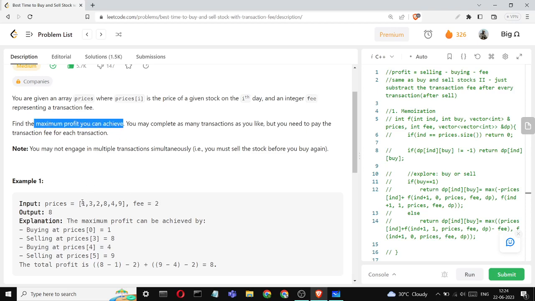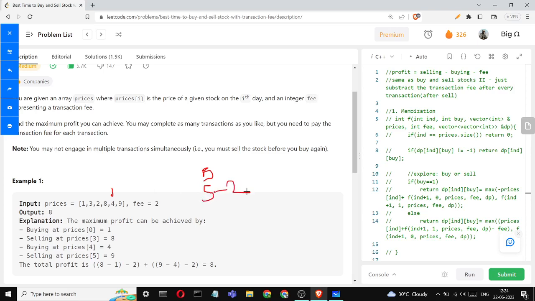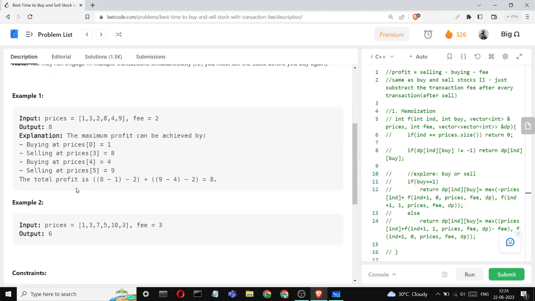So in this case, I bought at price 1, and then I'm selling it at price 8, so that is a profit of 7. And I have to give the transaction fee, so 7 minus 2, that is 5, that I will be getting. Then I'm buying at 4 and selling at 9, that is a profit of 5, but I have to give the transaction fee, so again 5 minus 2, that is 3. So 5 plus 3, 8 is the profit that we are getting, so I'm returning 8.